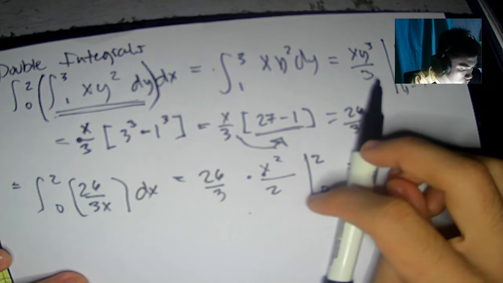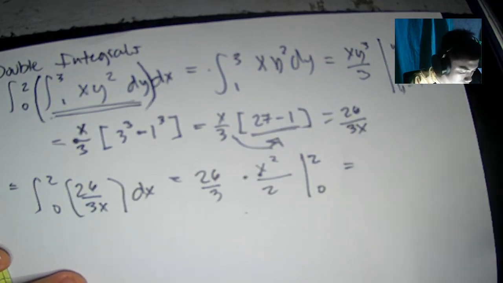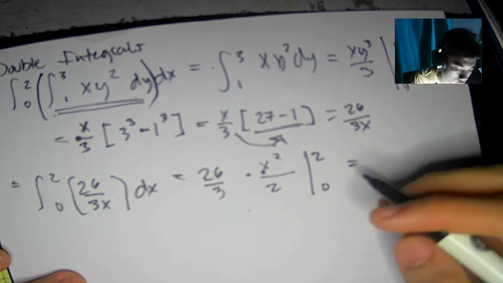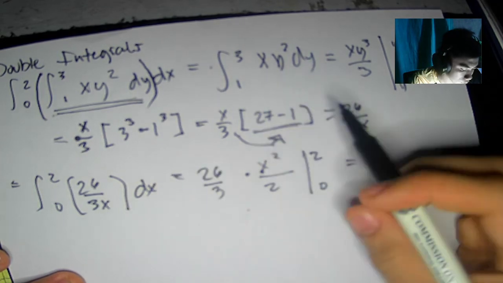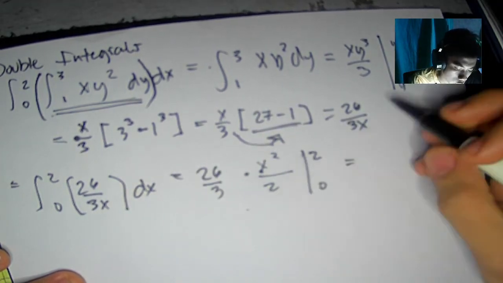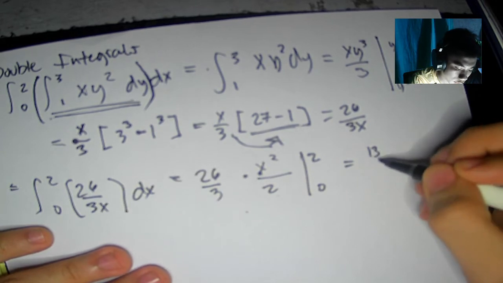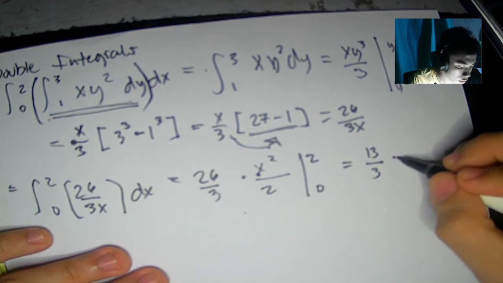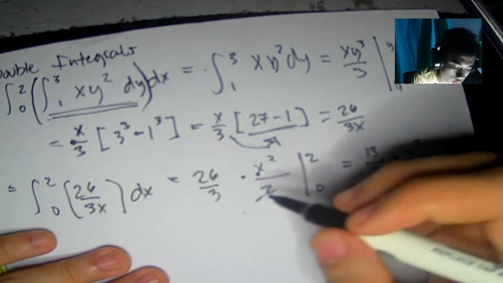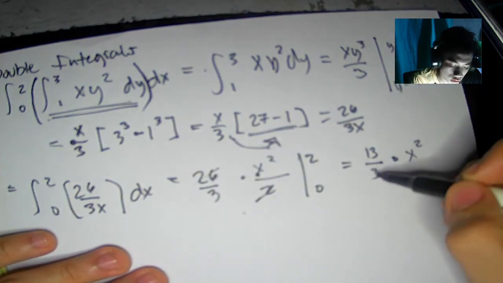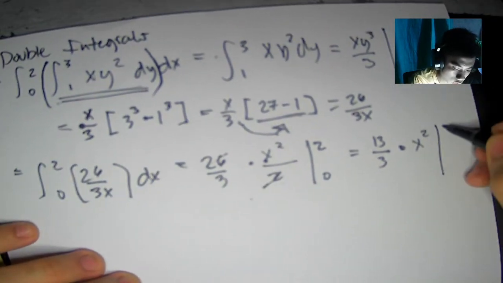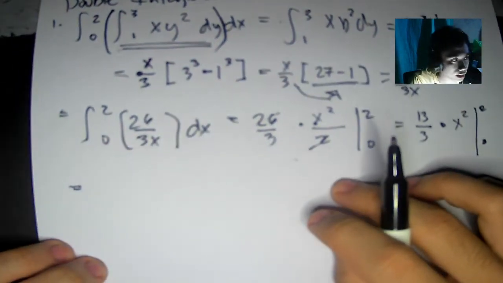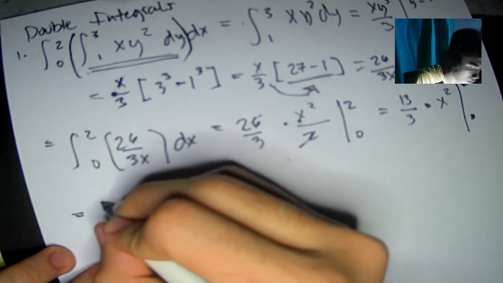So you can cross multiply. 26 divided by 2 is 13. The 3 is still the same. Just multiply it by x squared. So let's terminate this and reduce it in half. We'll have 13 over 3, and still your limits are 2 and 0. Right there, in this case, we can now substitute.